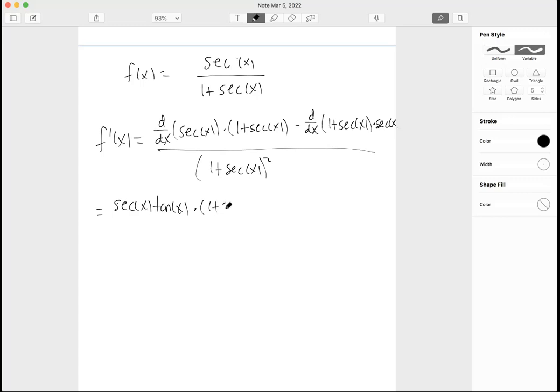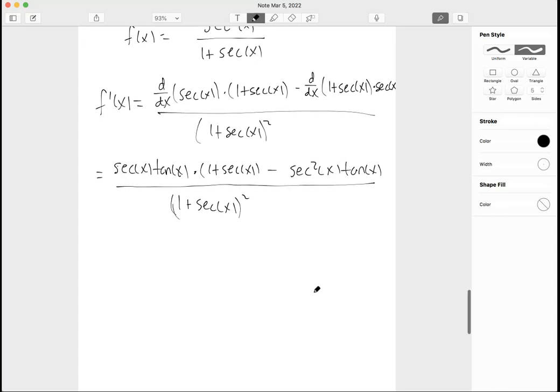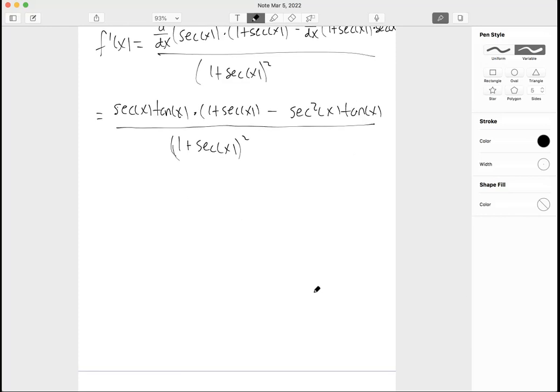Then we have a 1 plus secant. And then minus, so the derivative of 1 plus secant is also secant tangent. And with the other secant makes secant squared. So maybe a couple of things we can do to make this easier to calculate or just simplify is that notice there's a common factor of a secant tangent in numerator and denominator. So what we could do is let's just take that out.